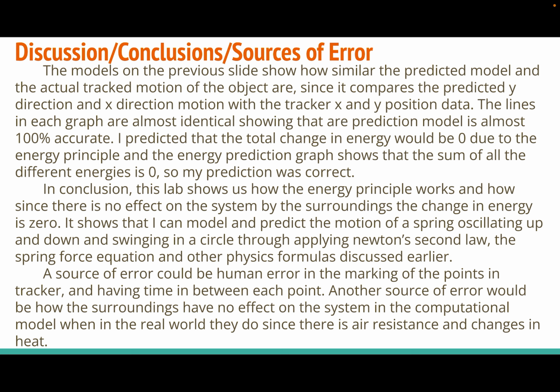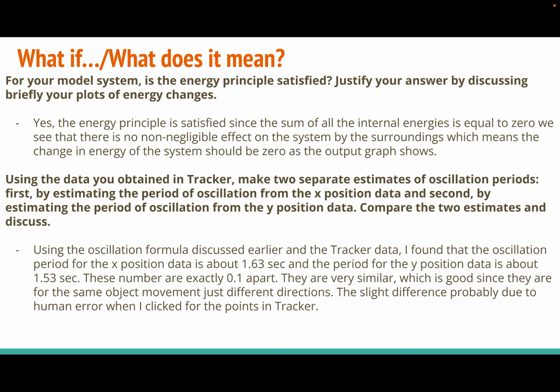A source of error could be human error in marking the points in Tracker and having time between each point. Another source of error would be how the surroundings have no effect on the system in the computational model, when in the real world, they do, since there is air resistance and changes in heat.